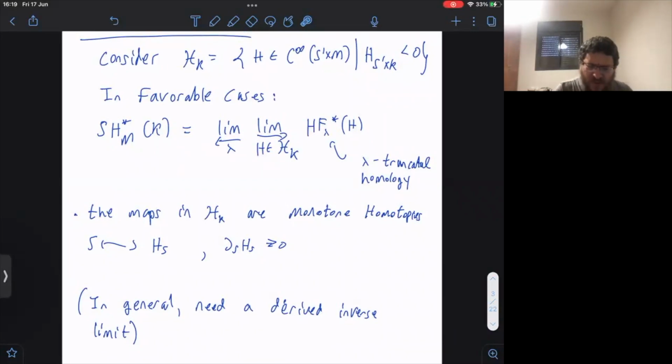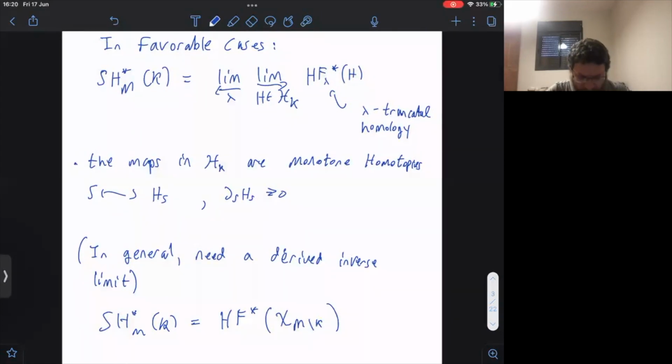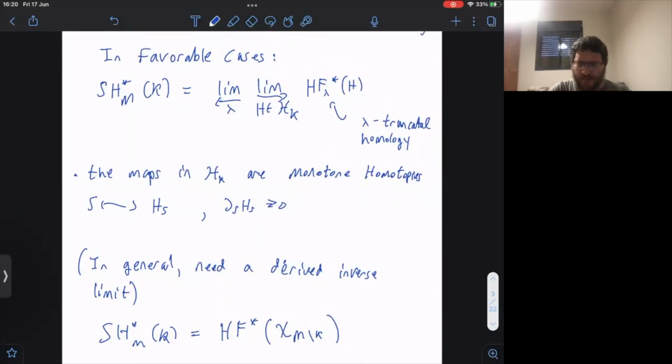Maybe it's easier to think of this as just Floer homology of the characteristic function of M minus K. That's another way one can make precise sense of this. But okay, this is all just formulations. Are there any questions so far?